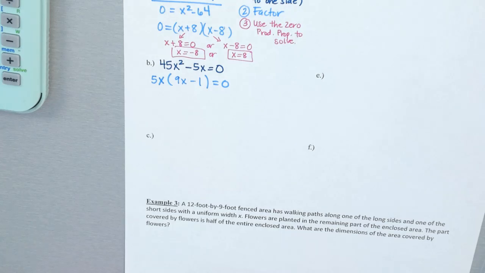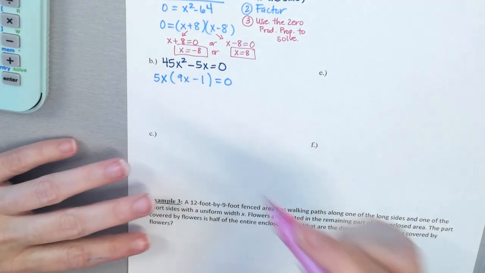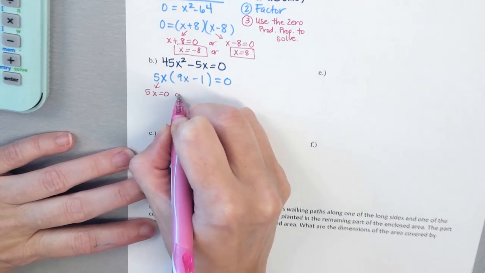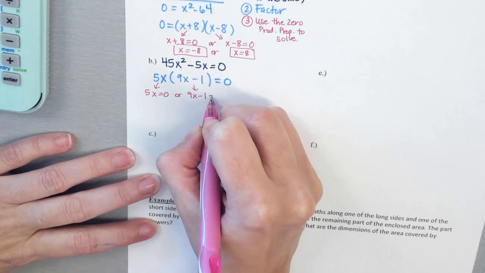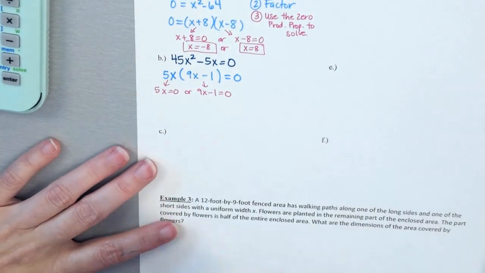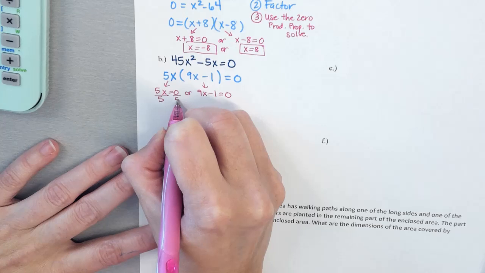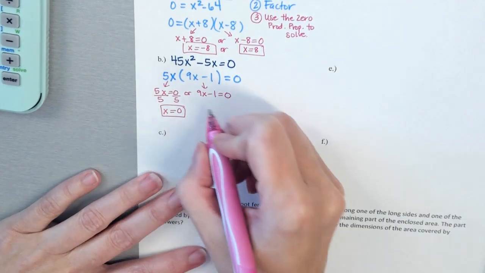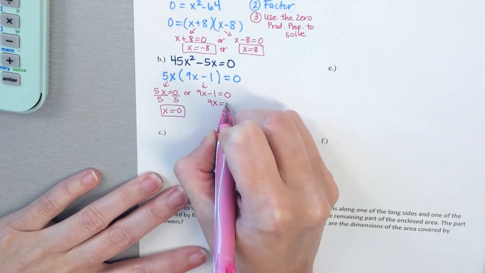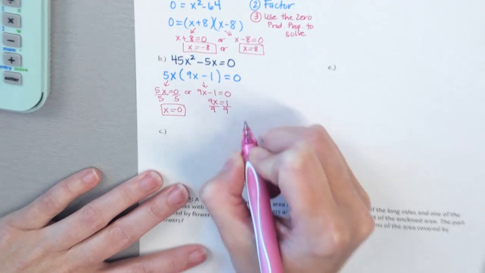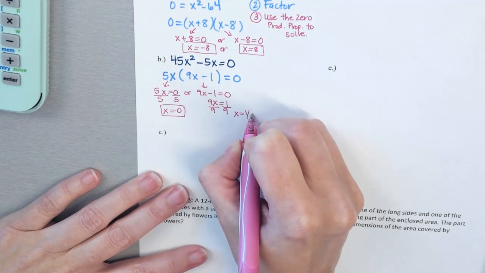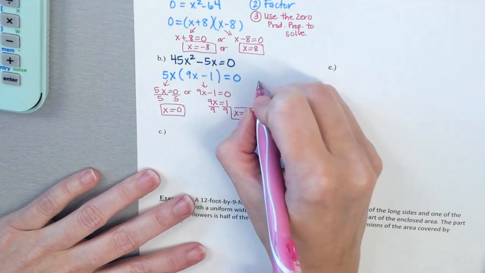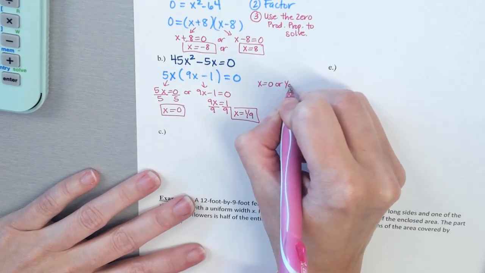Okay, now when you are writing out your last step, you have two factors. This outside one, 5x equals 0, or you have the 9x minus 1 equals 0. So when you're solving this, you're dividing by 5 to get x. 0 divided by 5 is 0. For this one, the first step is to add over 1. Then you divide by 9. So then you have x equals 1/9. So then your final answer is just x equals 0 or 1/9.